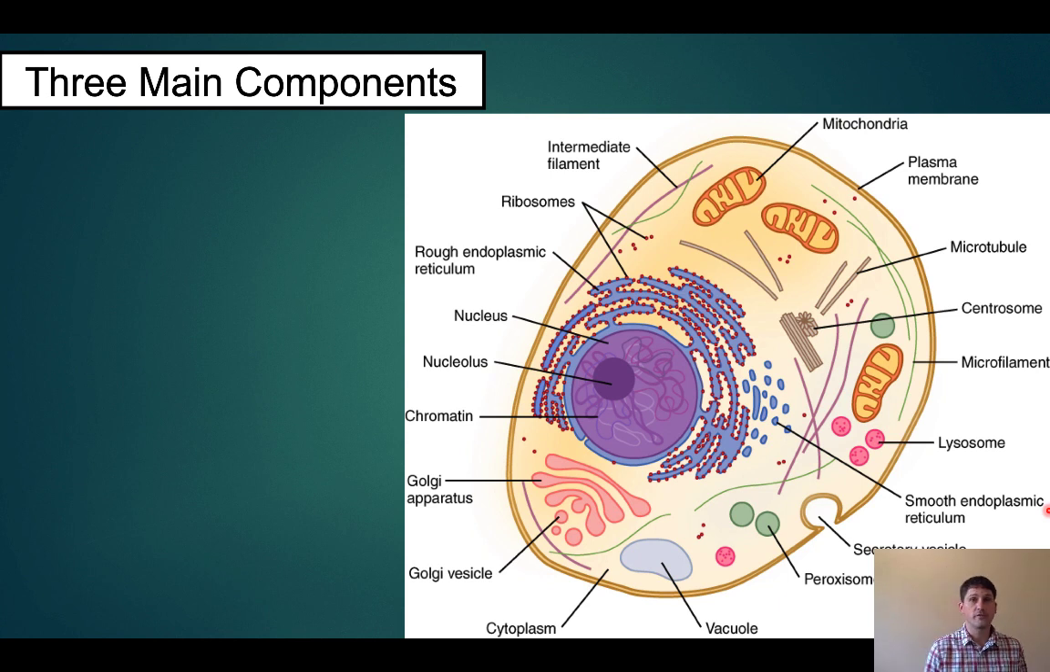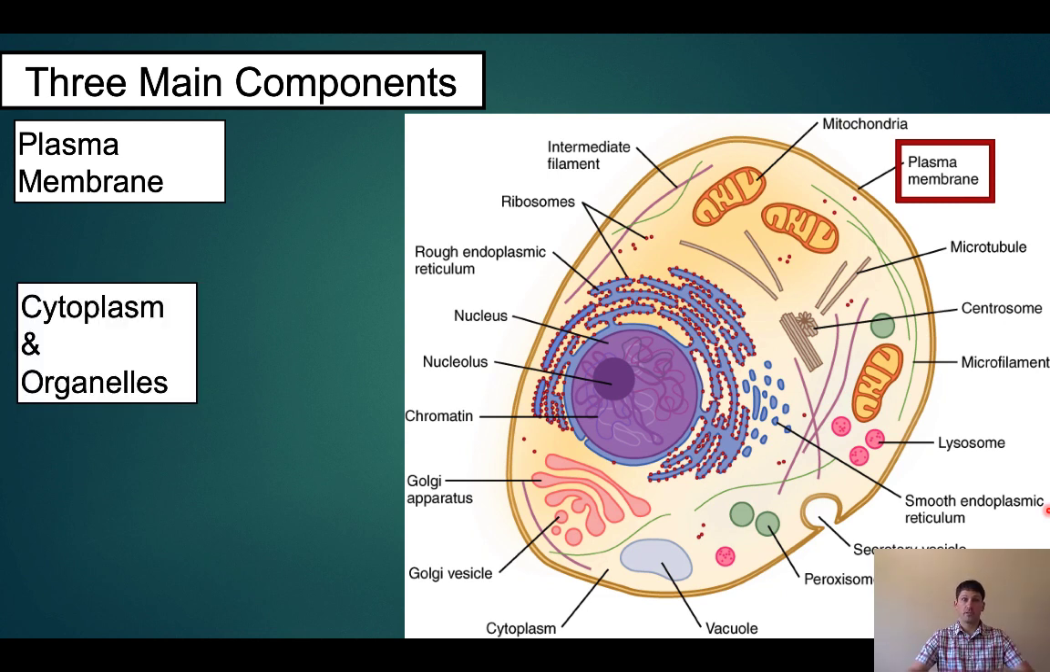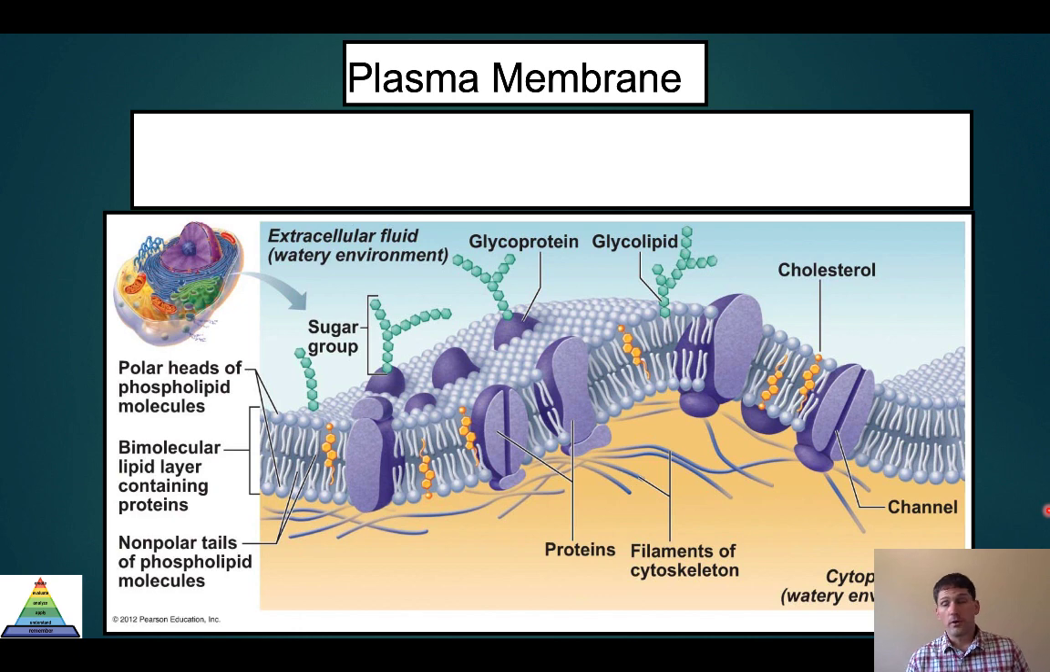So we can break a cell down into three main components. First, our plasma membrane. We're going to spend a lot of time learning about that. Then we can look at the cytoplasm and all the organelles that exist within there. And then finally, our nucleus. So if we start with our plasma membrane, what does it do?